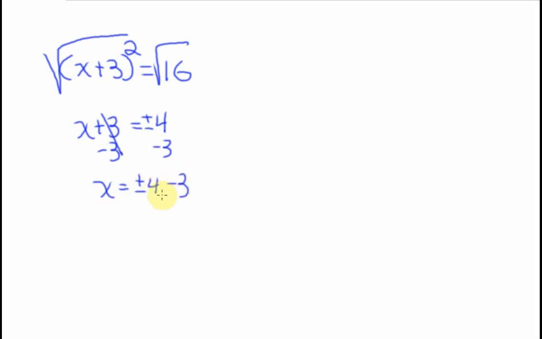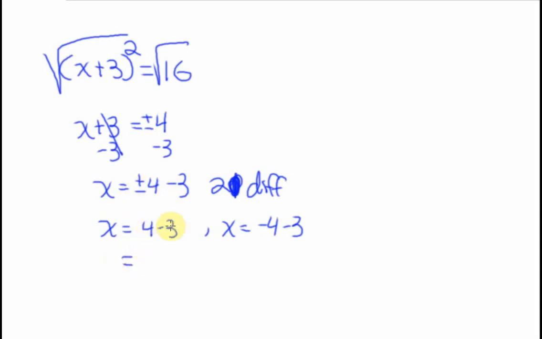Now, since this is going to simplify, these can combine, I need to carefully think about this as the two separate, two different answers that we have. So that's positive 4 minus 3. And then we're looking at negative 4 minus 3. Be very careful because people are tempted to say that's, hey, that's positive or negative 1, but it's not. They're actually two separate answers. 4 minus 3 is 1. Negative 4 minus 3 is negative 7. So we get two very different answers for that one.